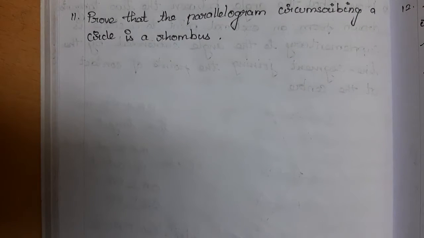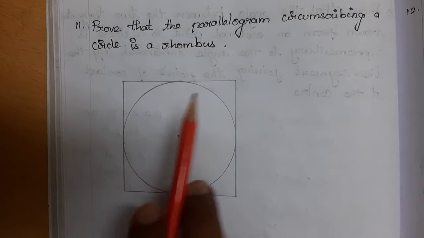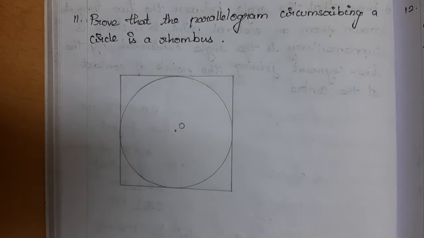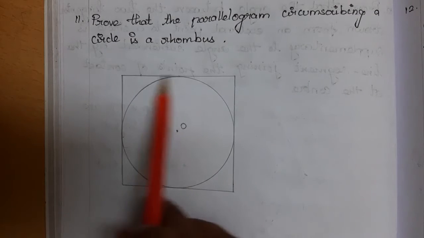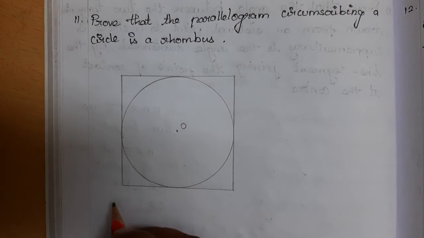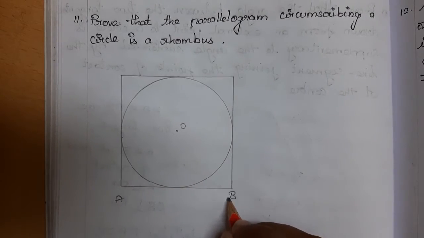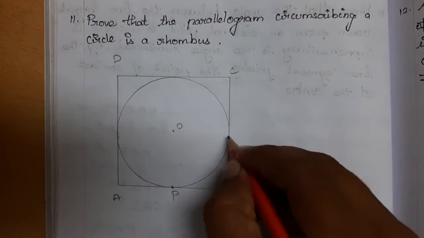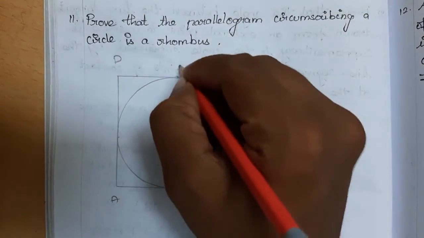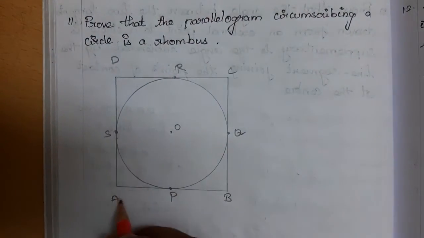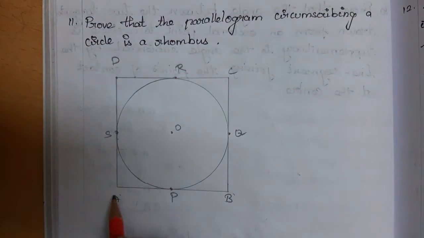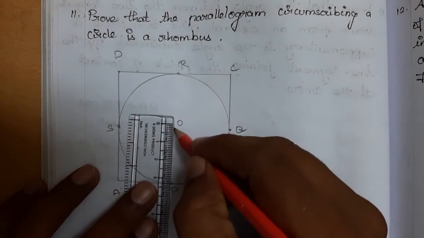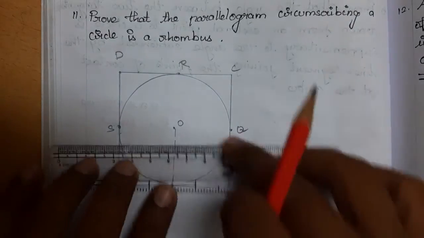So let me draw the figure. Here I have drawn a parallelogram circumscribing, with the circle inscribed in it. Here we have to prove that these outer sides are equal. Let me name it A, B, C, D, and the points of contact as P, Q, R, S. A, B, C, D are points from the outside, and each has equal tangents. And from here we can draw a radius also, right?